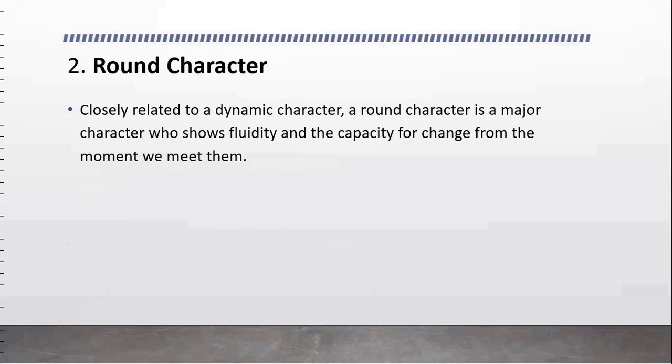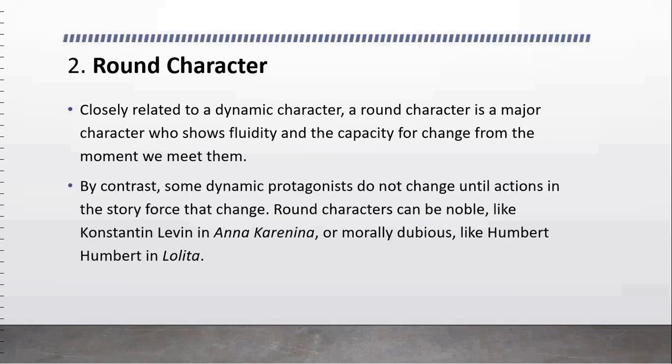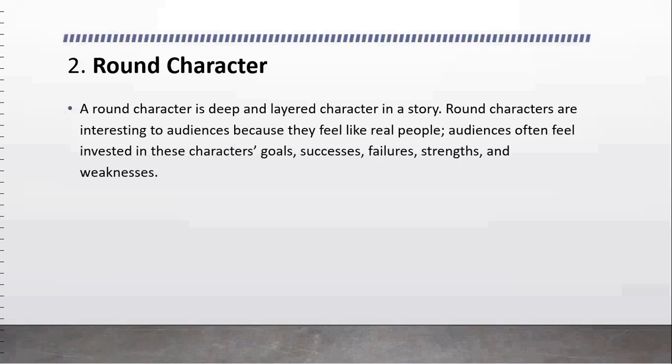A round character is a major character who shows fluidity and the capacity for change from the moment we meet them. By contrast, some dynamic protagonists do not change until actions in the story force the change. Round characters can be noble like Konstantin Levin in Anna Karenina, or morally dubious like Humbert in Lolita. A round character is a deep and layered character in a story.